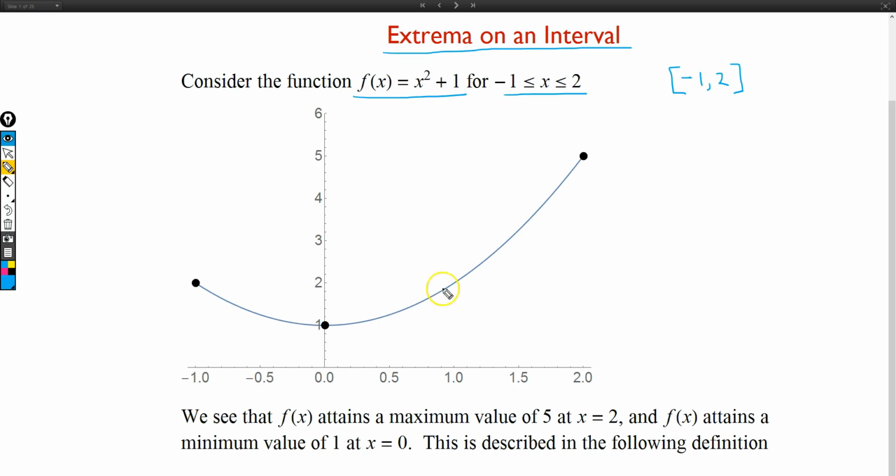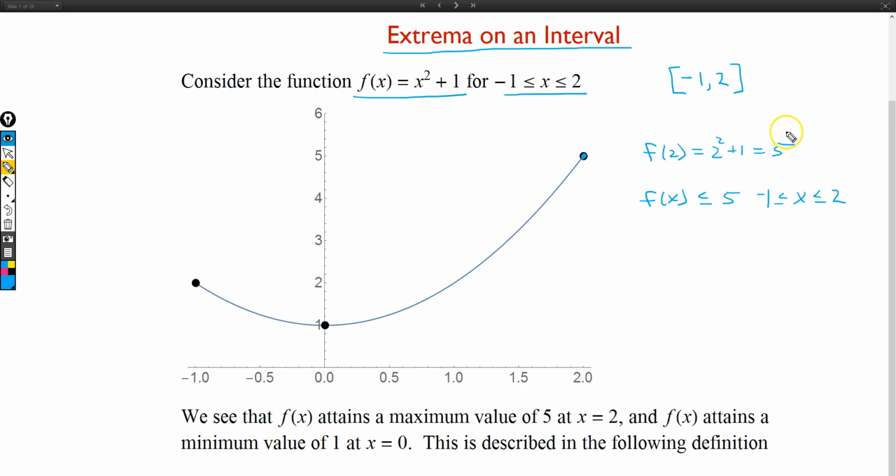Now here we have the graph of this function down here, and you'll notice that at this point right here, that's the maximum value for the function for all x between -1 and 2. So notice that f of 2 is equal to 2 squared plus 1, and that's 5. And you'll notice that f of x, for all the other x values in this interval, is less than or equal to 5.